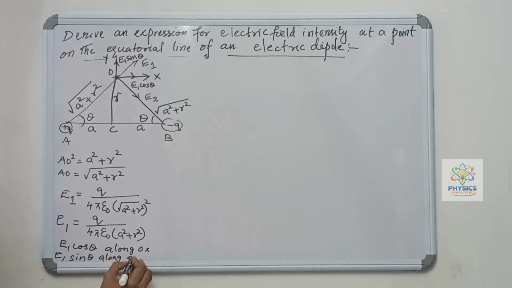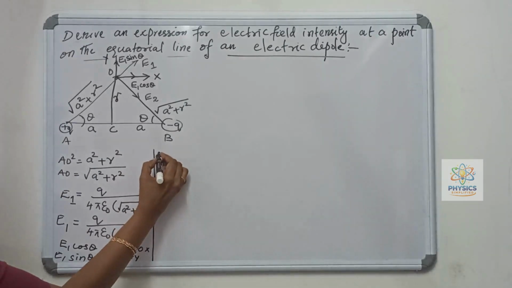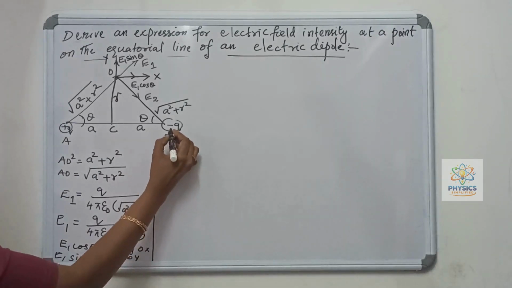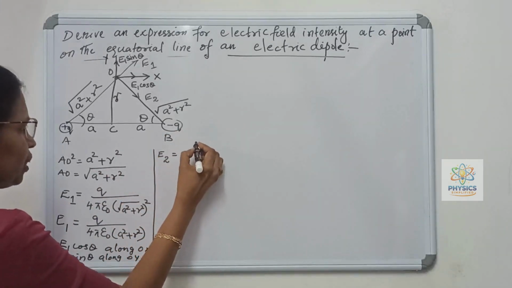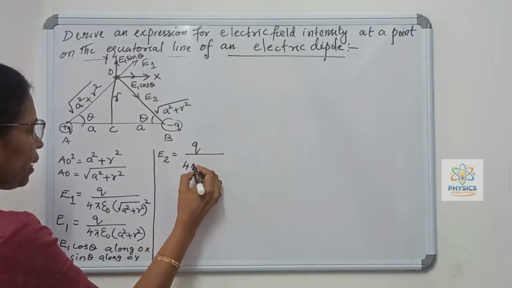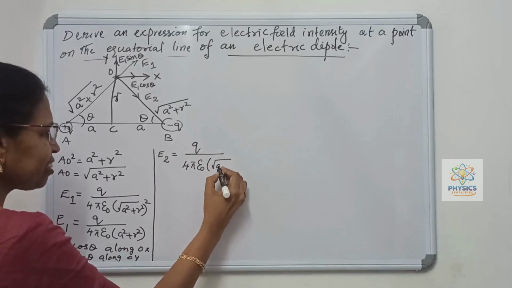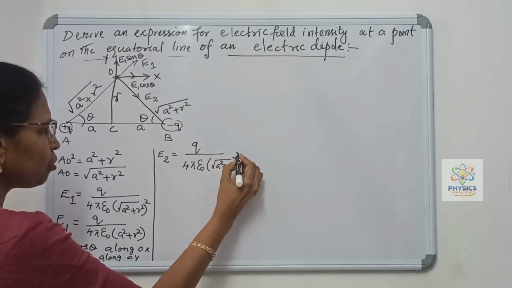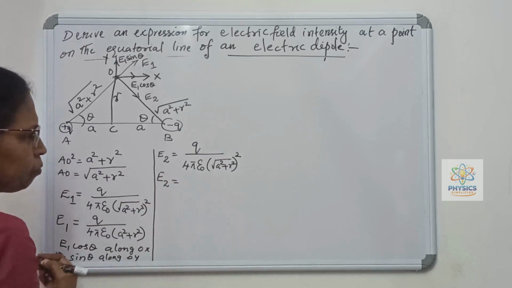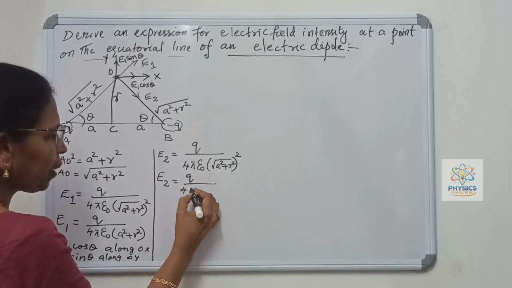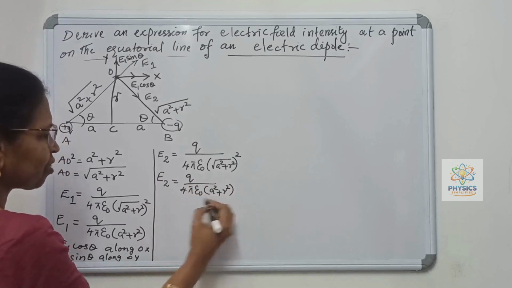And next we have to write the electric field intensity at the point O due to the negative charge. E2 is equal to Q by 4 pi epsilon 0 into square root of A square plus R square, the whole square. The same equation we can write as E2 is equal to Q by 4 pi epsilon 0 into A square plus R square.